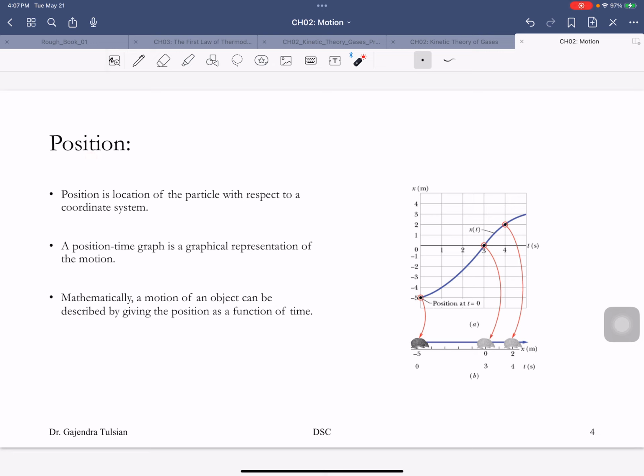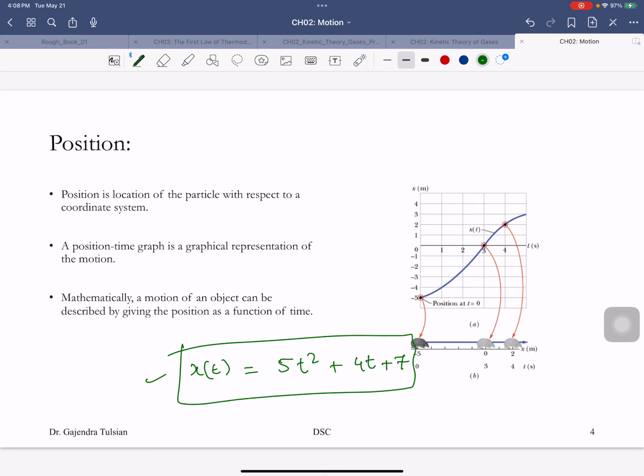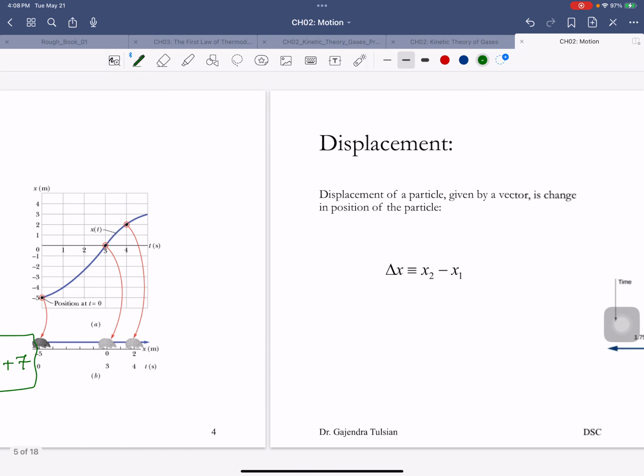Now, a more useful form, mathematically, is that a motion of an object can be described by giving the position as a function of time. If you give a function like this, it is more useful. Let's say here's a motion, okay? And then you can calculate all kinds of stuff from it.